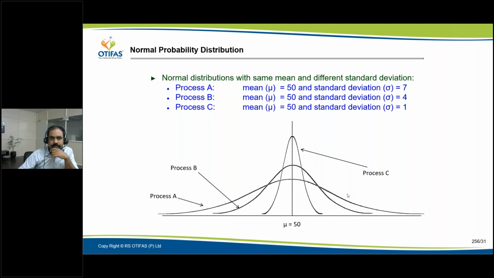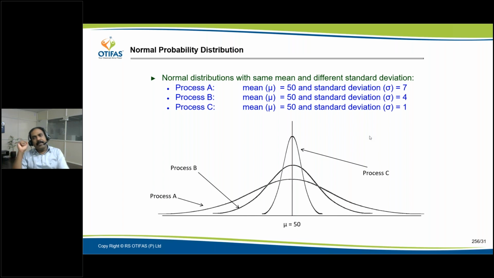Can anyone tell? Process C. Yes, process C. Why? Because we have less standard deviation, less variation. Now let us see what is the practical use of it. I will tell you. You are into a chemical one. You are manufacturing some pharmaceutical or maybe some drugs.